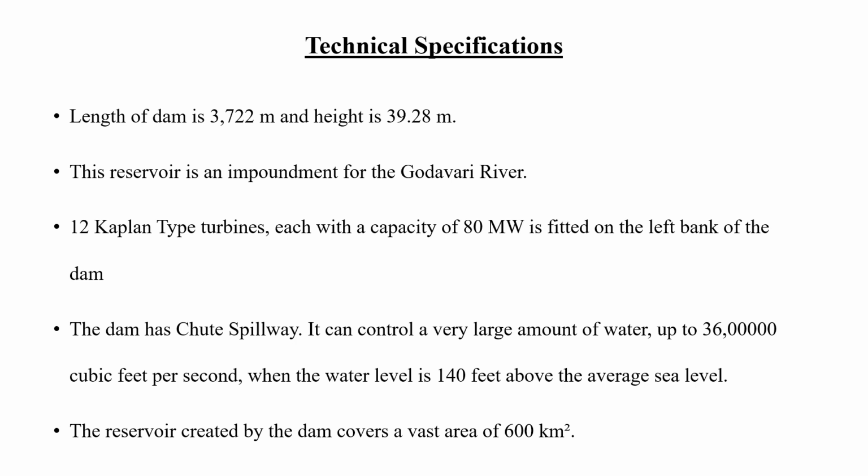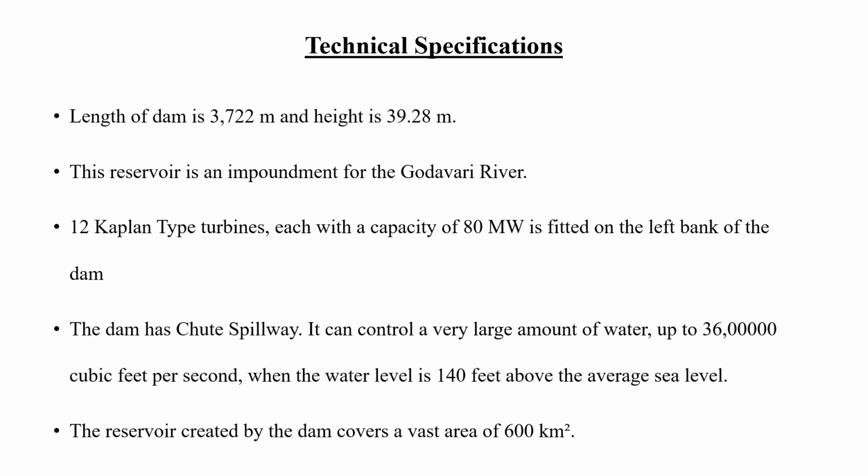Now come to next slide, technical specification. In the technical specification, length of dam is 3,722 meter. It is the length of dam and height is 39.28 meter. The reservoir is an impoundment for the Godavari River. Impoundment means it receives the water from Godavari, right?